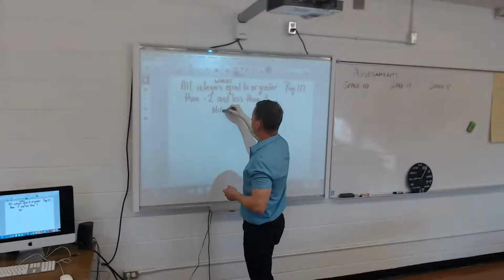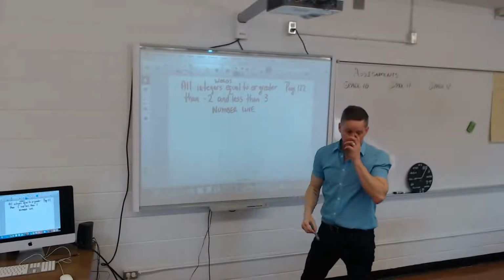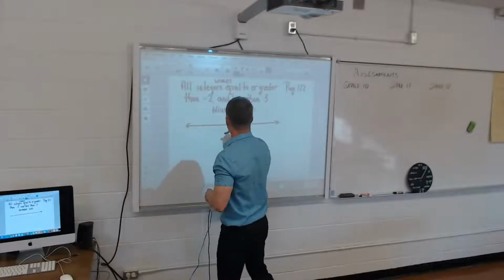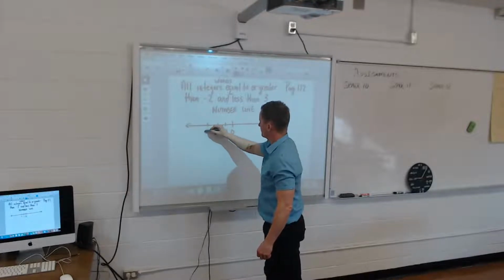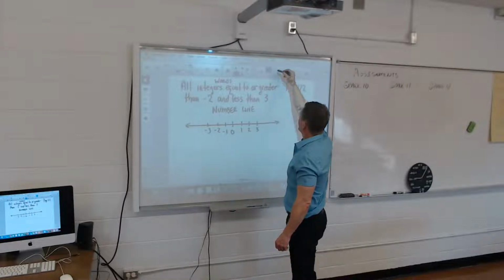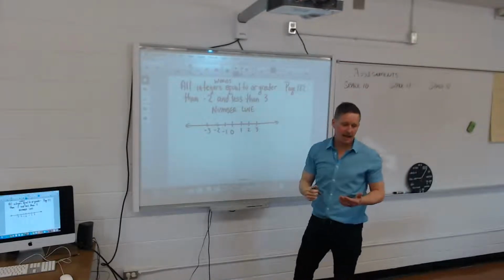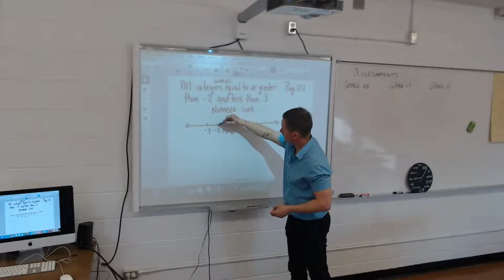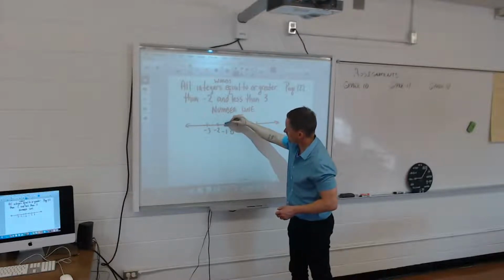I can use a number line to show this. So if I use a number line for this, all integers, so that means I can't have any decimals. So all integers equal to or greater than -2. So it has to be greater than -2 or equal to. So I draw dots.